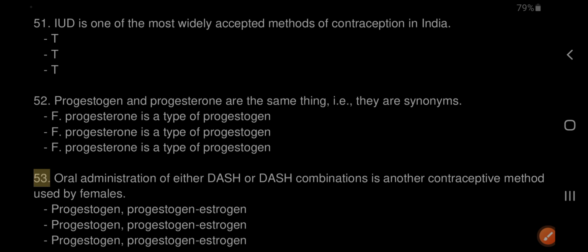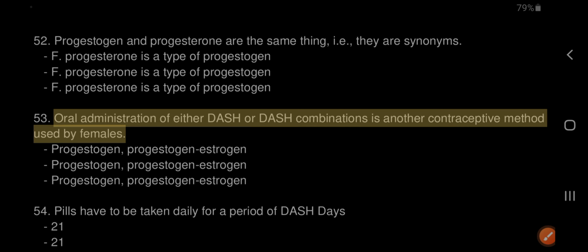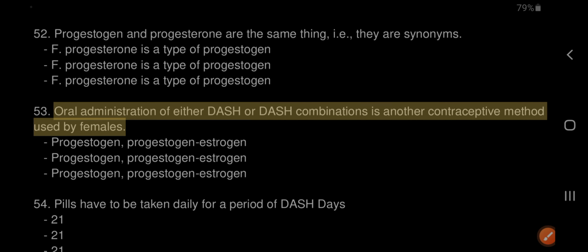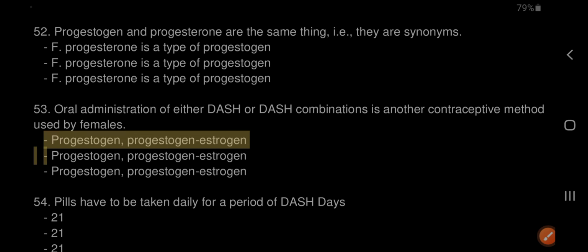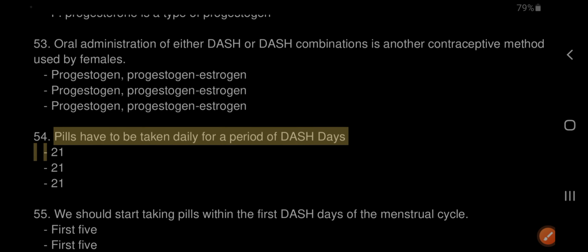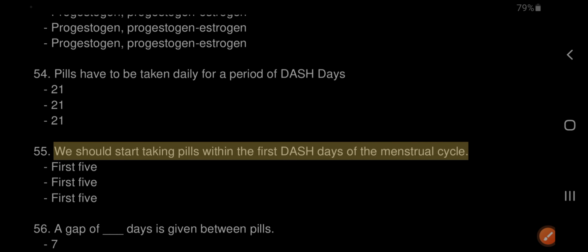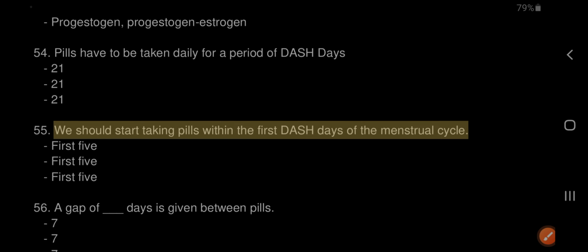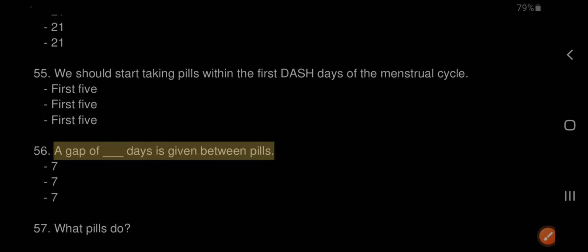53. Oral administration of either progestogen or progestogen-estrogen combinations is another contraceptive method used by females. 54. Pills have to be taken daily for a period of 21 days. 55. We should start taking pills within the first 5 days of the menstrual cycle. 56. A gap of 7 days is given between pills.